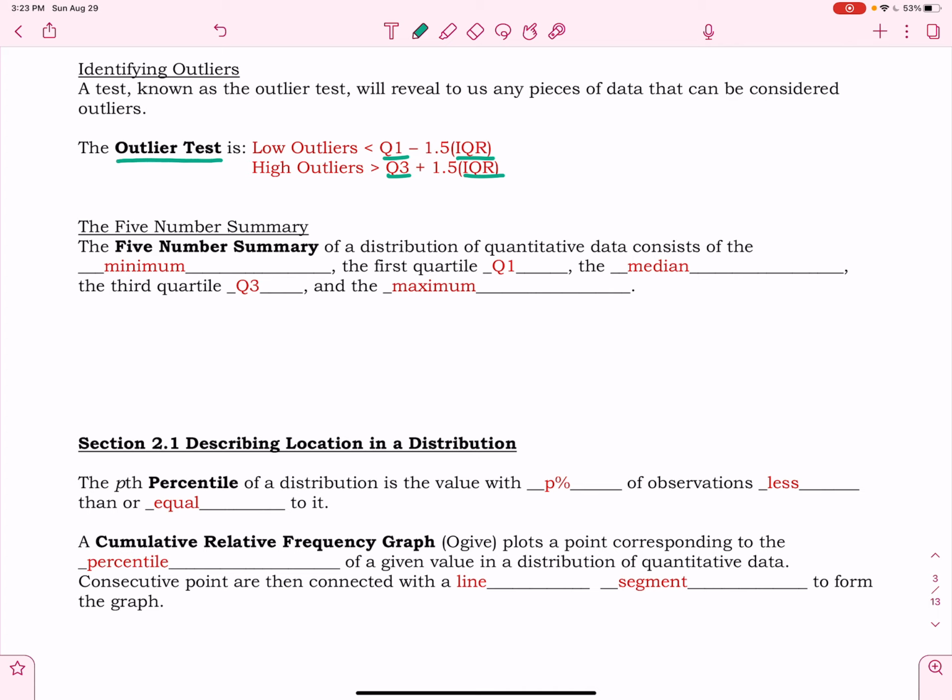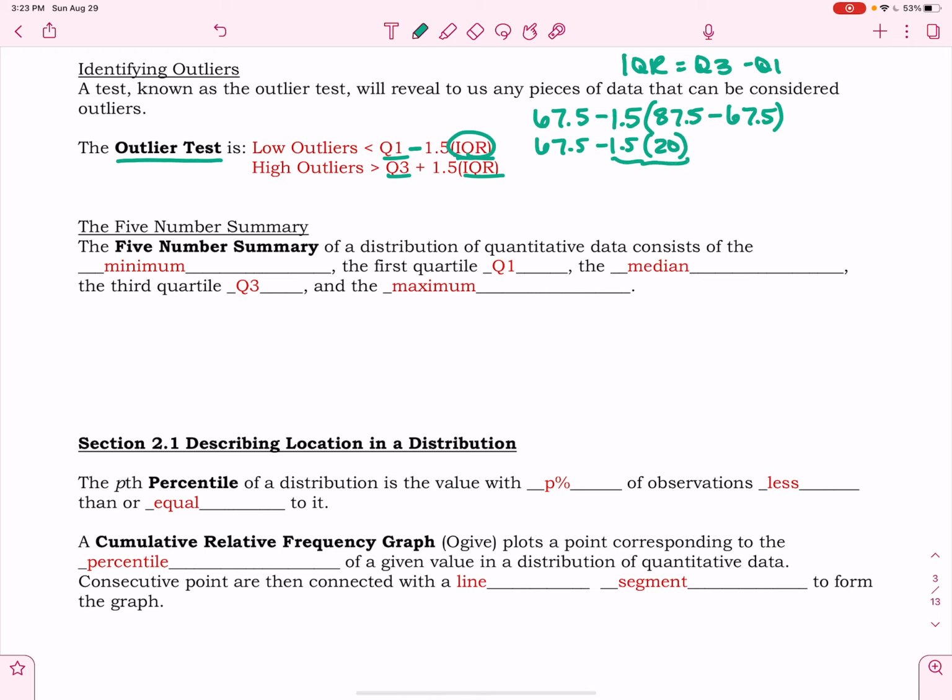So when I run the test, I want you to see what happens. I'm going to take Q1, which I already said is 67.5, and I'm going to subtract 1.5 times IQR. Well, the IQR, remember, is Q3 minus Q1. So in our case, Q3 is 87.5 and Q1 is 67.5. So that is what I'm going to do. So I've got 67.5 minus 1.5 times 20. If you're doing this in your calculator, please be careful and follow PEMDAS, because you have to multiply this before you subtract. Okay, just throwing that out there.